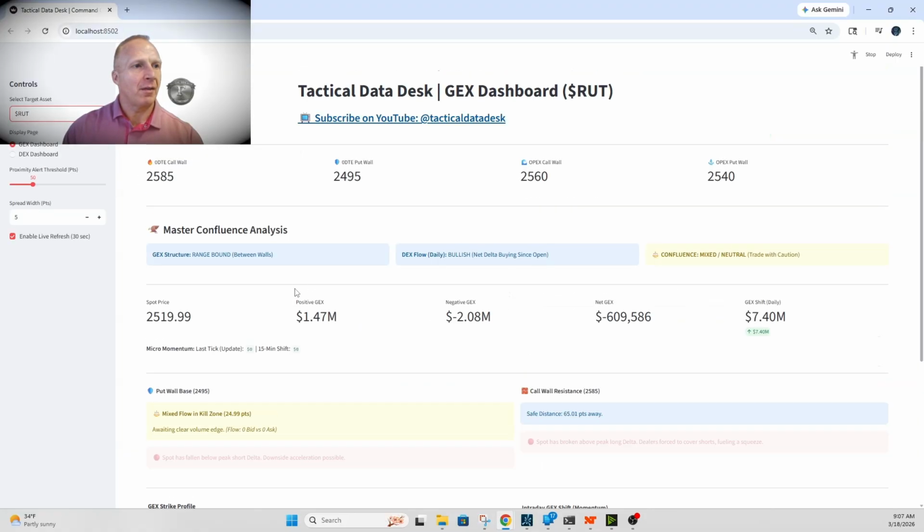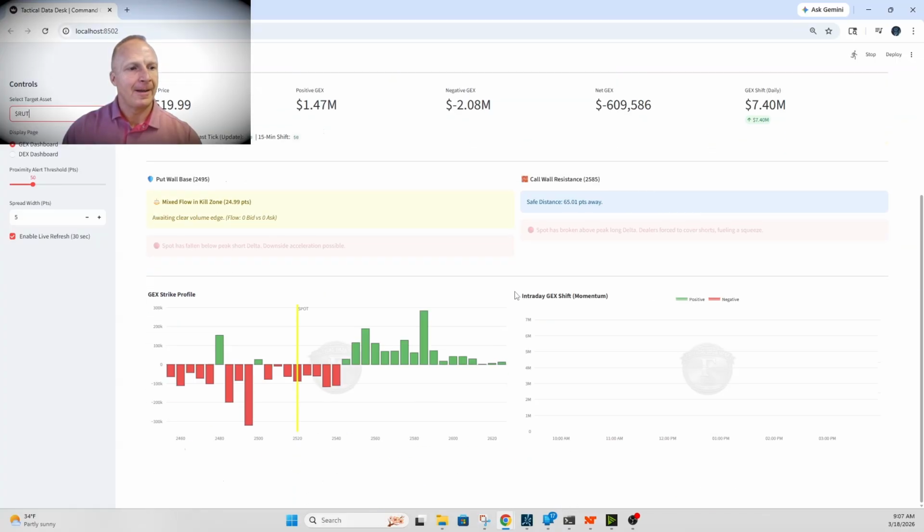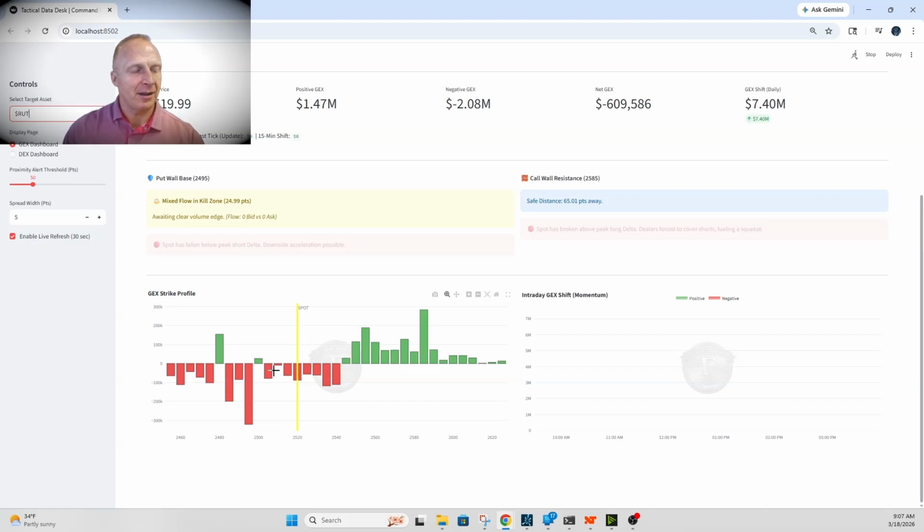And going over to the Russell, 0 DTE call wall 25.85, put wall 24.95, OPEX call wall 25.60, OPEX put wall 25.40. Here's your GEX exposure. We have some positive GEX nestled in between some negative, with your biggest support being at 24.80. If we cruise on down to 24.80 for some reason, that's going to be your cue to potentially get long.